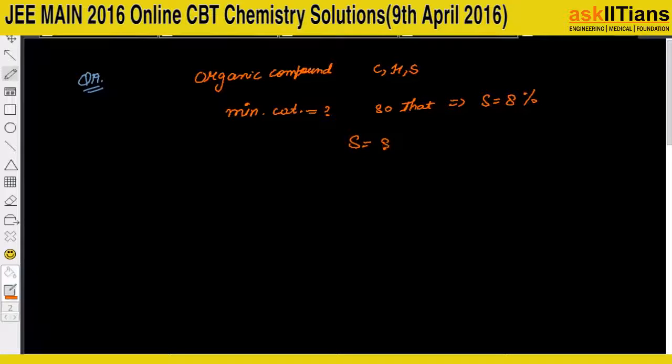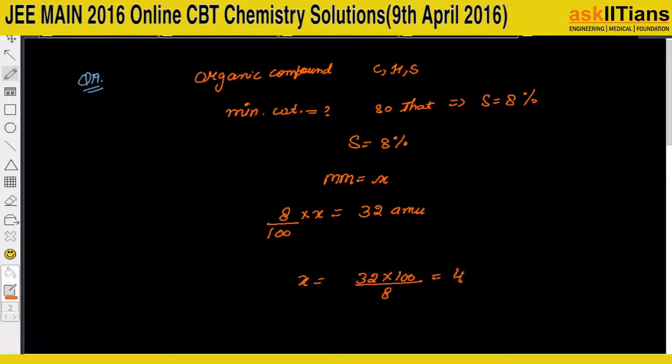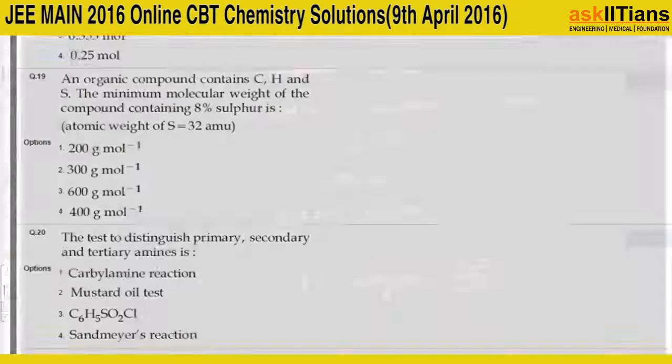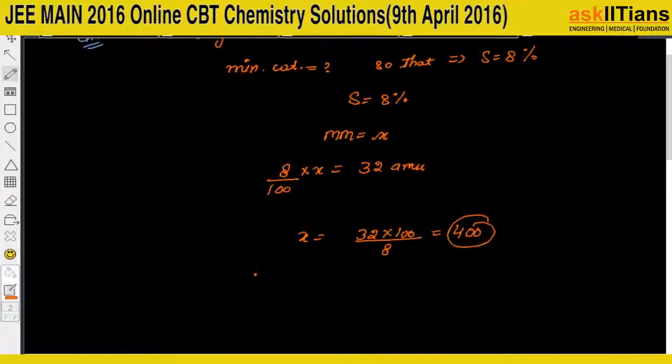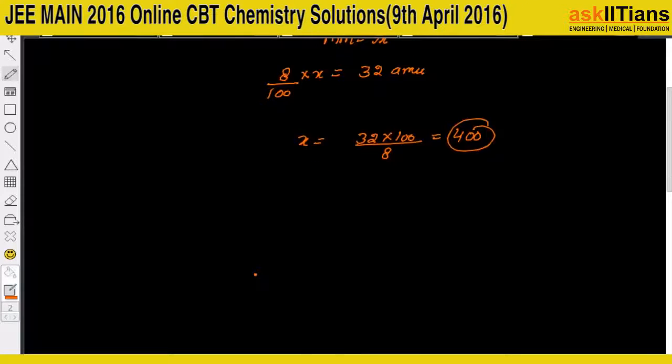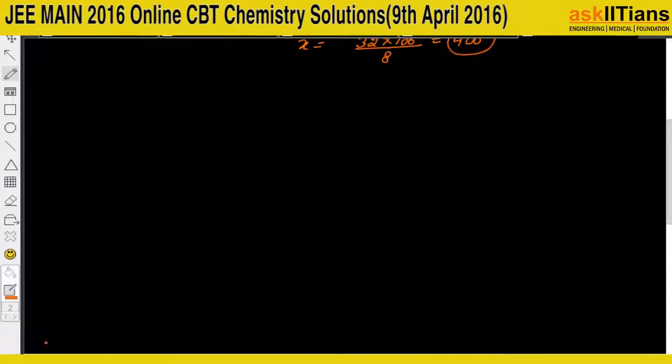Now since he is referring to sulfur as 8%, let's say the molecular weight is X. So I'll say that 8 over 100 times X will come out to be 32 AMU. Now this will be possible when X comes out to be 32 times 100 divided by 8, and it comes out to be 400. That means if the minimum molecular weight is 400 grams per mole, then only the minimum percentage of sulfur will come out to be 8%.